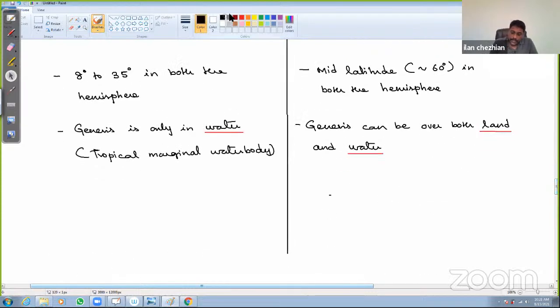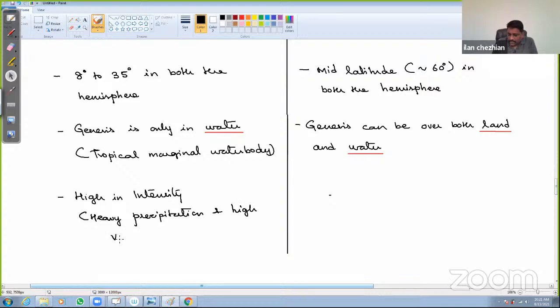Number two, a few more differences. Tropical cyclones are very high in intensity. What does high in intensity mean? Heavy precipitation and high velocity wind. Am I right? Heavy precipitation, and high velocity of wind, my friend.